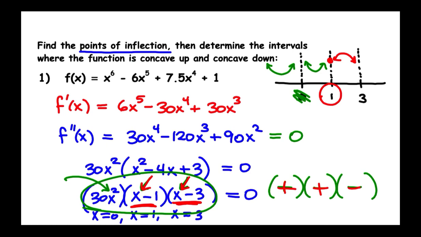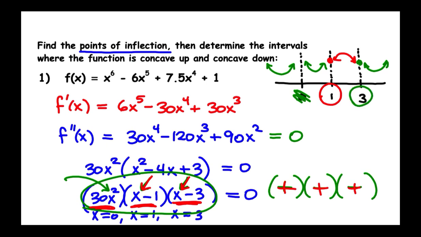Finally, putting in a number larger than 3, let's say we put in a 10 or something like that, all 3 of these parentheses are going to end up being positive, positive, positive, positive. Once again, that's back to concave up again. And since you went from concave down to concave up, there's another point of inflection at x equals 3.